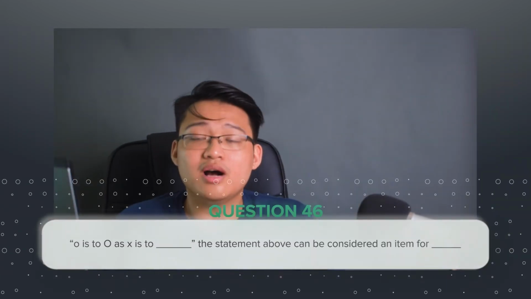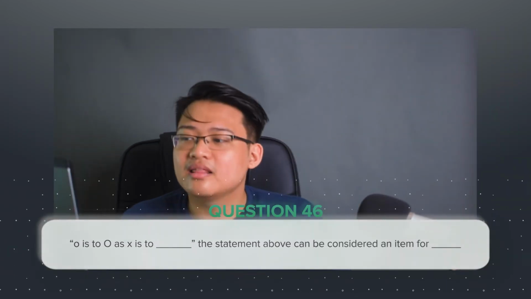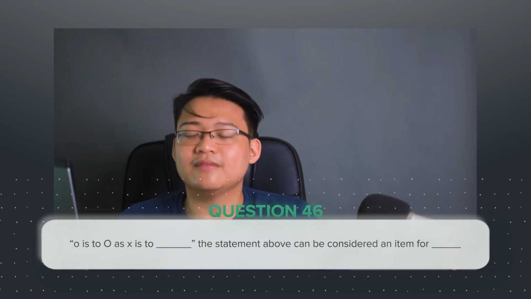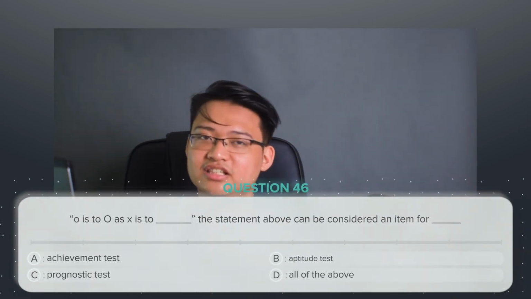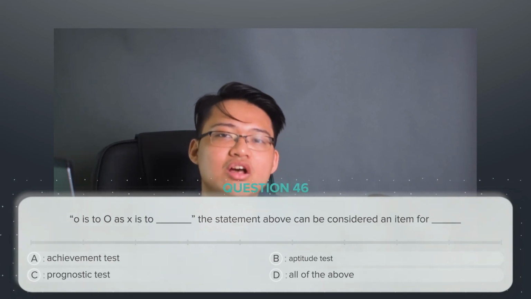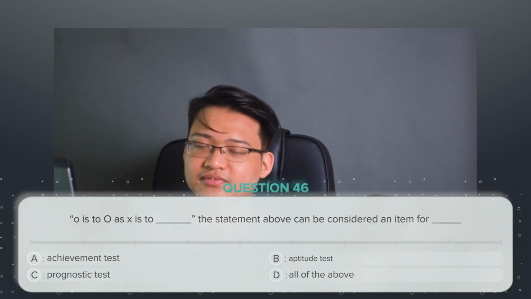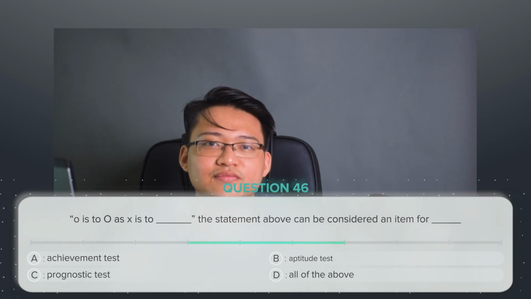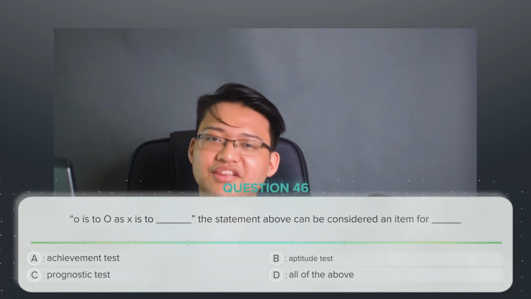O is to O as X is to blank. The statement above can be considered an item for blank. A. Achievement test, B. Aptitude test, C. Prognostic test, or D. All of the above. And the correct answer is letter D.